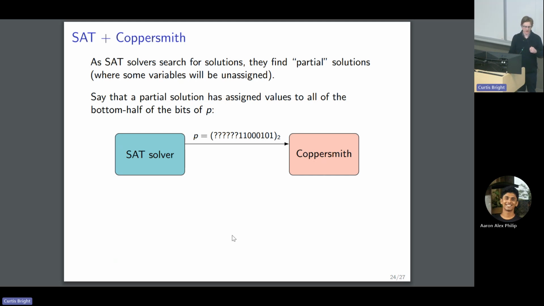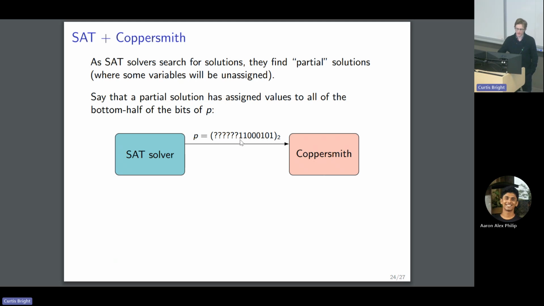It's making some variables true, some variables false, and eventually it's going to either find a solution or it's going to determine I made an incorrect guess, backtrack. But here's the thing: at some point, the SAT solver is going to make guesses for, let's say, all the bits of P. So every bit of P is a variable.